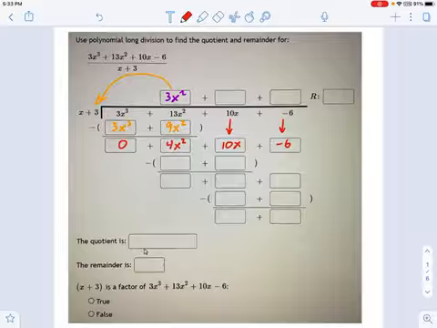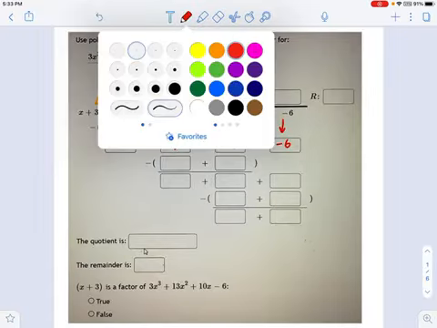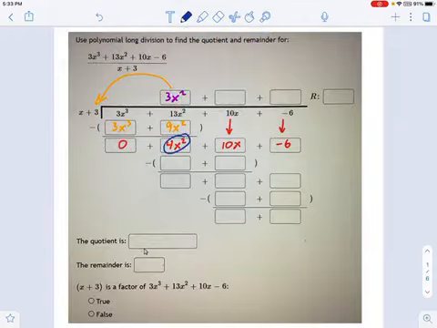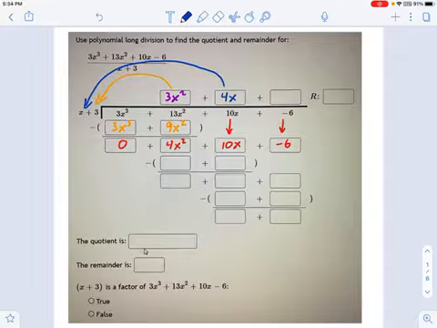Great. Now divide this by x plus 3. So, in other words, divide it by the x. I'm going to divide 4x squared by x, and what I get is just a regular old 4x. Now we multiply this 4x times that polynomial again and bring it underneath. Let's see what we get.